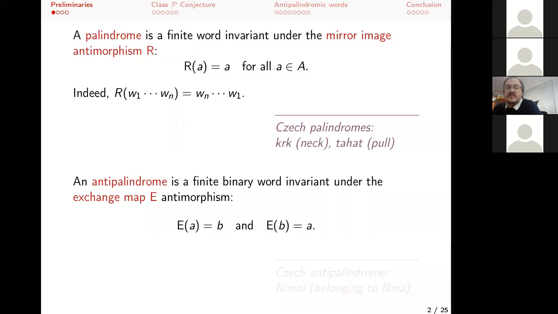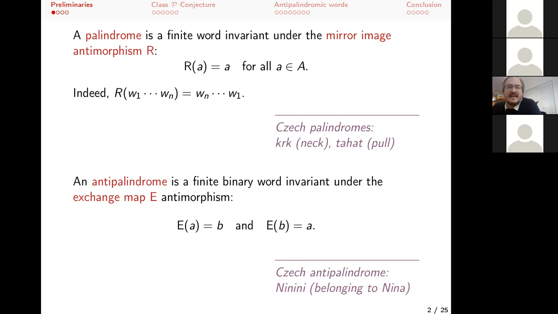For example, on alphabet {A, B}, the exchange antimorphism E is the map which sends A to B and B to A. And it is an antimorphism, so the image of a concatenation is the concatenation of images in the opposite direction. Again, an example from the Czech language: on alphabet {N, I}, we have the antipalindrome ni ni ni, which means something belonging to Nina, which is a name. And it's not only an antipalindrome, it's also a cube.